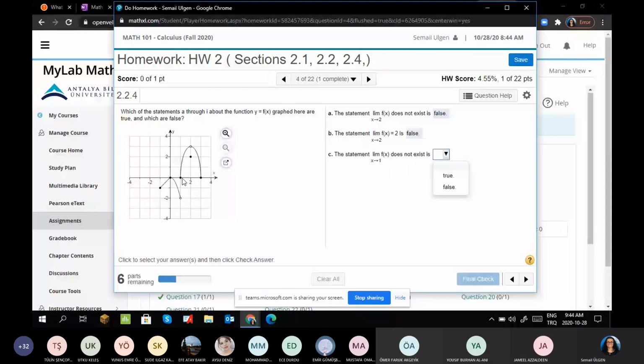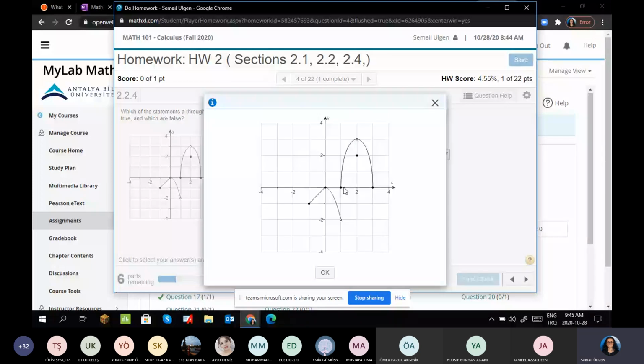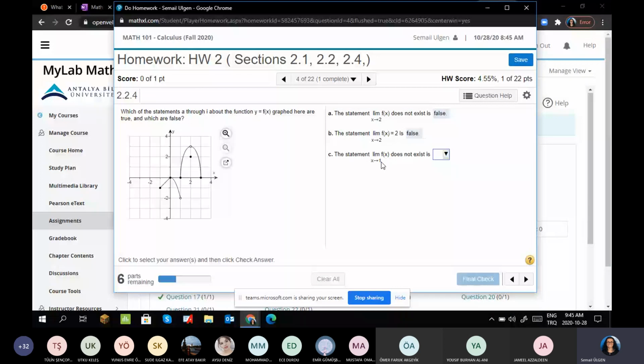The statement limit as x goes to 1 does not exist, true or false. At x equals 1, let's open this up. We are looking at 1. What is the right limit at 1? Can anyone say? The right limit is 0 because the function is going down, down, down and becomes 0 here. And the left limit is? -2. That's right. The right limit and left limit don't agree, so the limit as x approaches 1 does not exist is true.